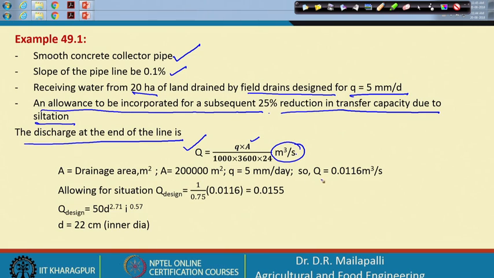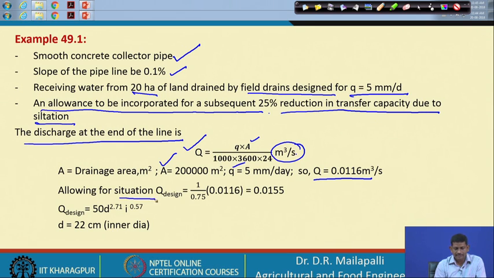So, you get Q in meter cube per second. Q is equal to 0.0116 meter cube per second after substituting A and q into the above equation. Then, allowing for siltation, which is mentioned as a 25% reduction, we take 1 by 0.75. So, you get 0.0155 meter cube per second as the over-designed Q.